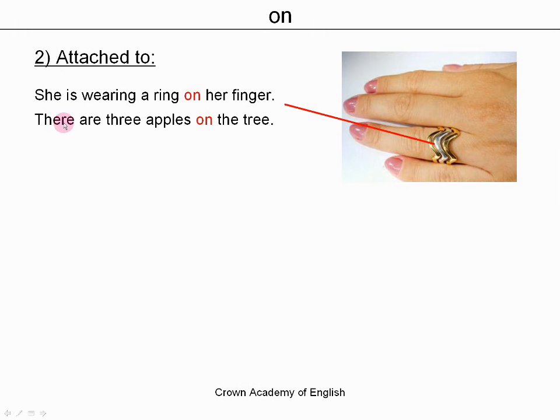And another example, there are 3 apples on the tree. So the apples are attached to the tree, so we use the word on, etc.